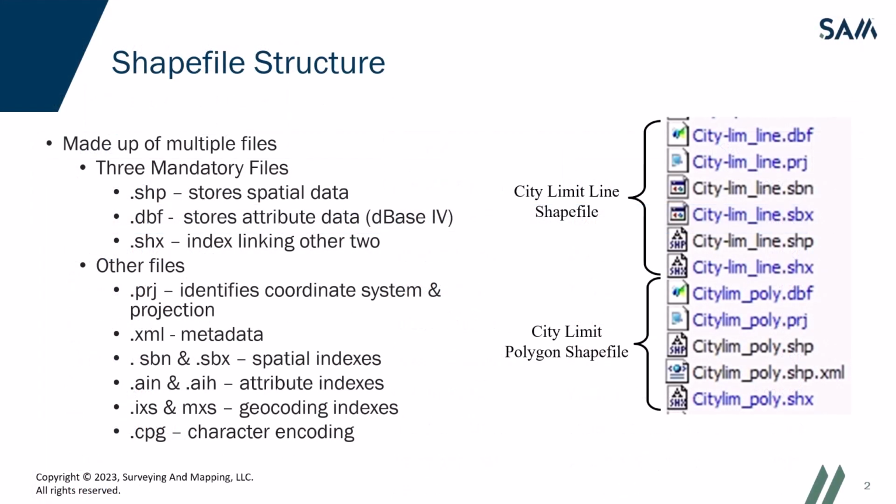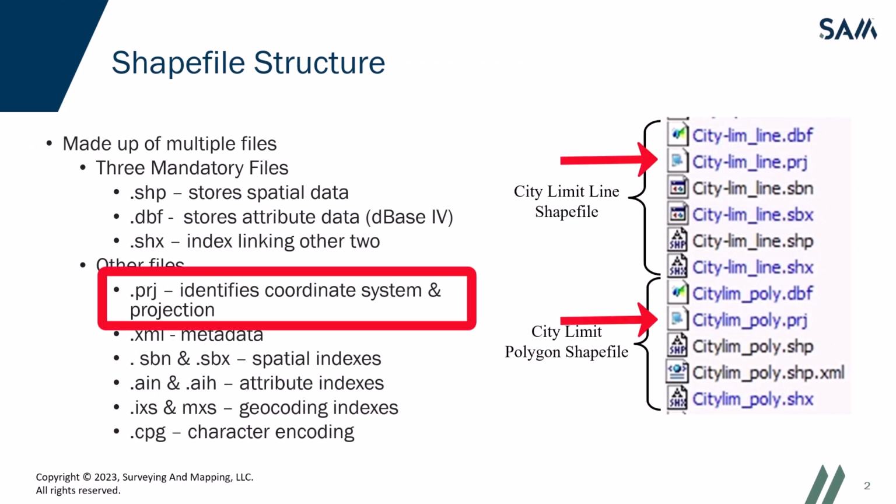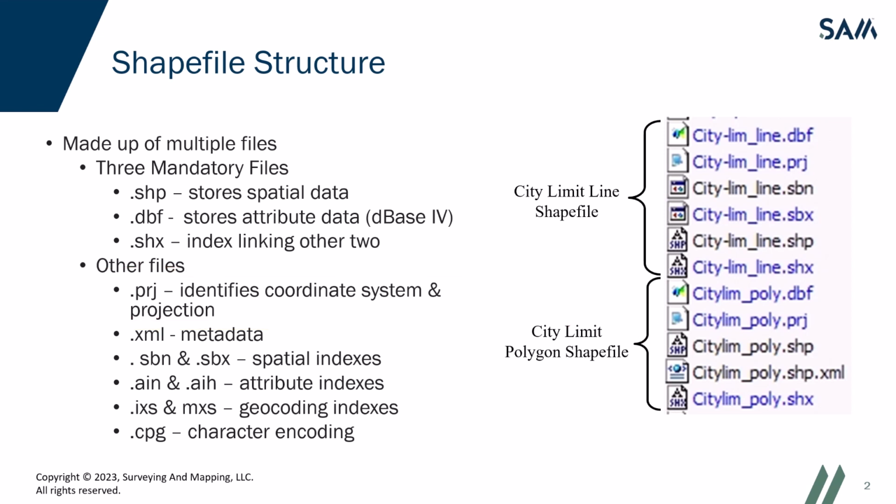Each of these additional files, though not mandatory, do serve a purpose. For example, the PRJ file identifies the coordinate system or projection that the shapefile is stored in. This could be WGS 84 latitude and longitude. It could be Web Mercator Auxiliary Sphere, which is used by many web applications, including Google Earth or Google Maps. It could be UTM, or your local state plane coordinate system. That information is going to be stored in the PRJ file.